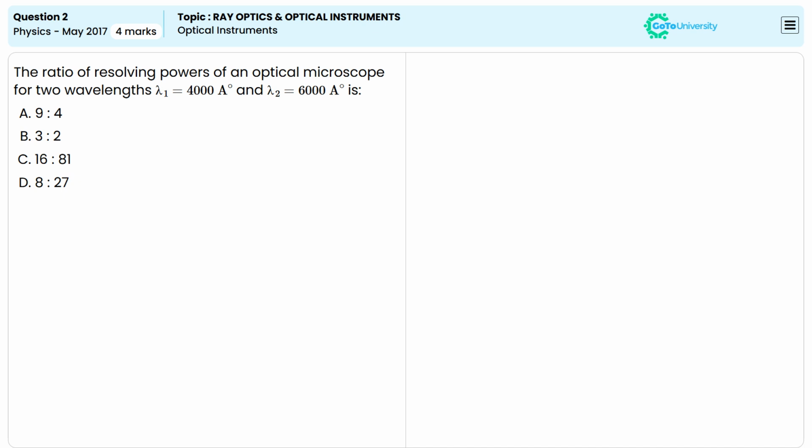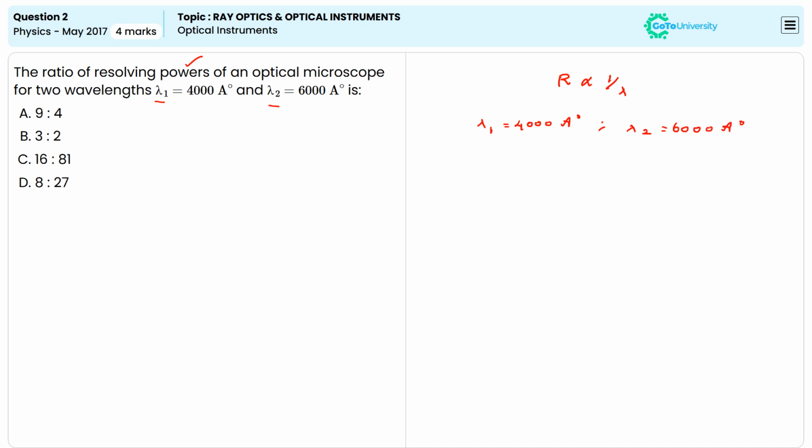What is the ratio of resolving power of an optical microscope which is having two different wavelengths? It's known that the resolving power of an optical microscope is inversely proportional to the wavelength of light. So here it's given in the question, the wavelengths are lambda 1, which is given as 4000 angstrom, and lambda 2 is given as 6000 angstrom.